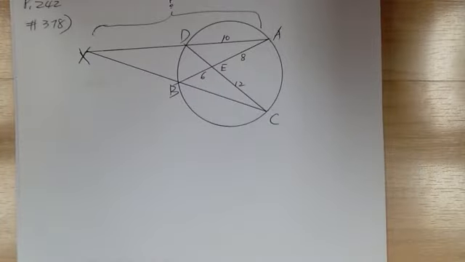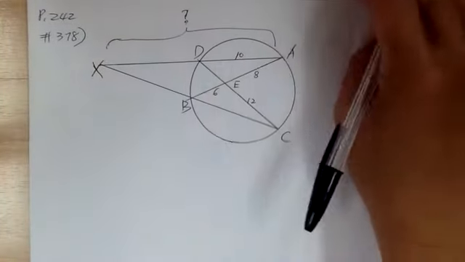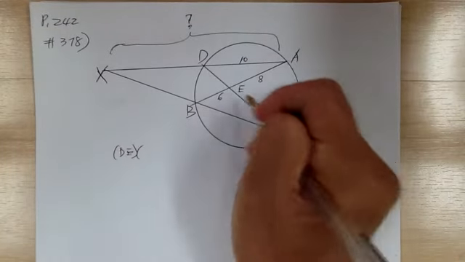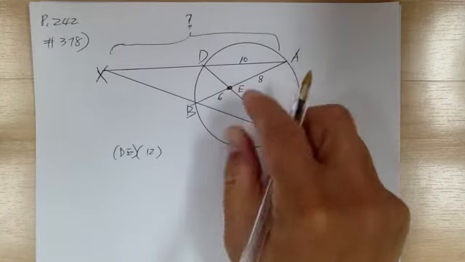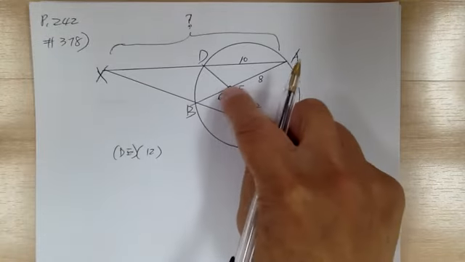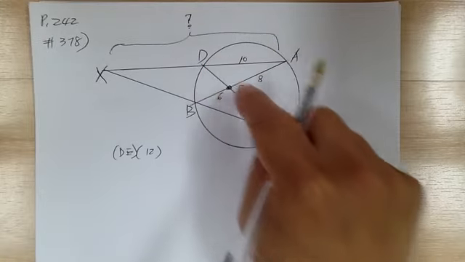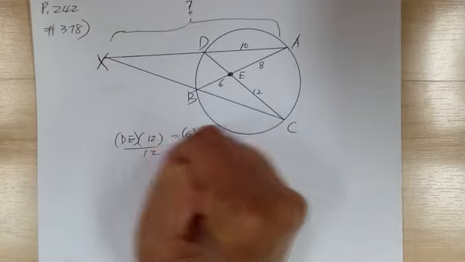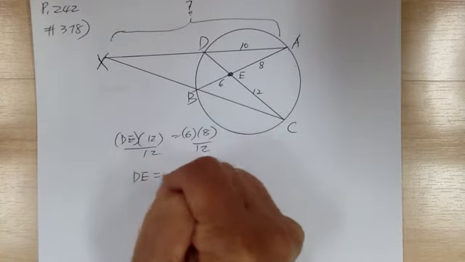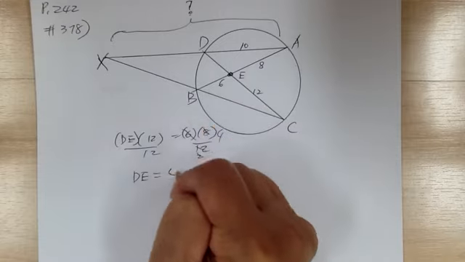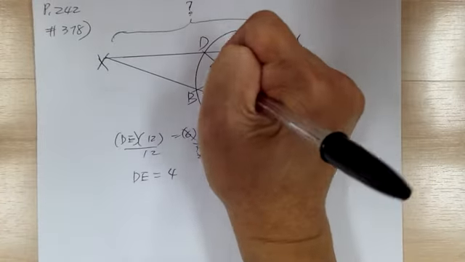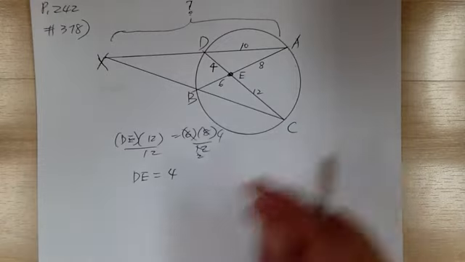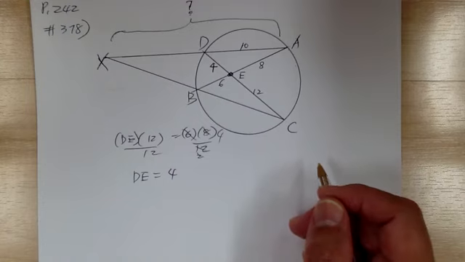Okay, well first let's find the DE. This one we can find fairly quickly. So DE times 12, right? Here's the vertex, the point of intersection. So DE times this equals this times that. So divide by 12, divide by 12. So DE equals 4. So this becomes a 4. Then what we need to do next is use similar triangles.